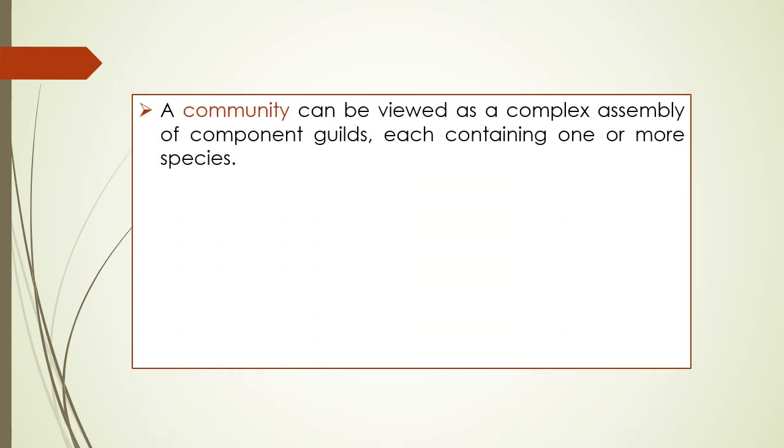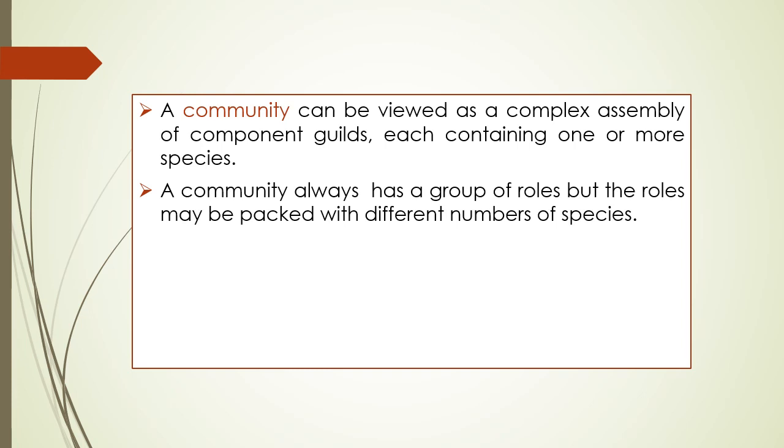A community can be viewed as a complex assembly of component guilds, each containing one or more species. Guilds may interact with one another within the community, and the species composition of the guilds may change from year to year. A community always has a group of roles, but the roles may be packed with different numbers of species. By roles, I mean the functional role played by different species in a community.